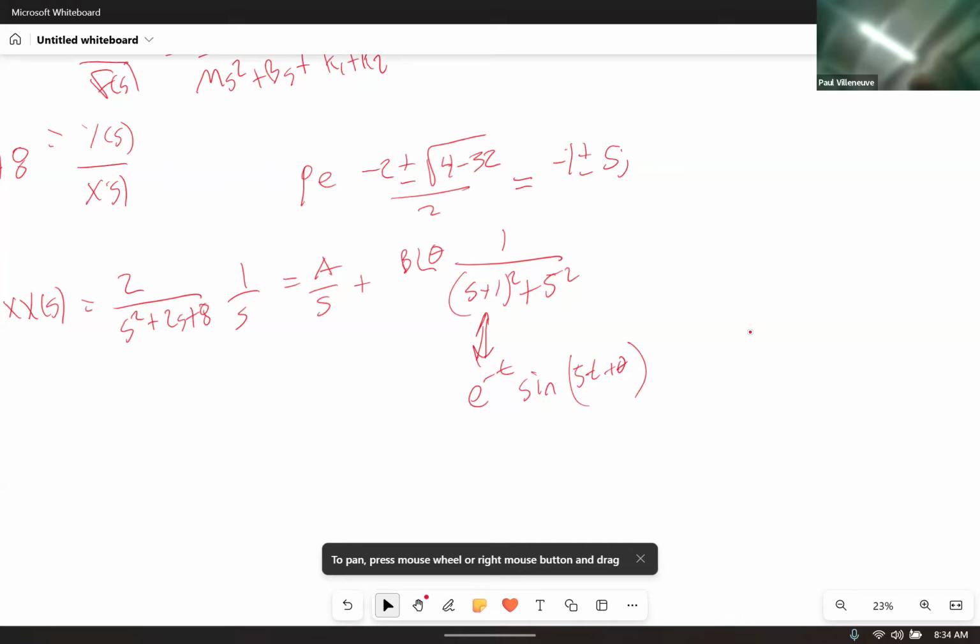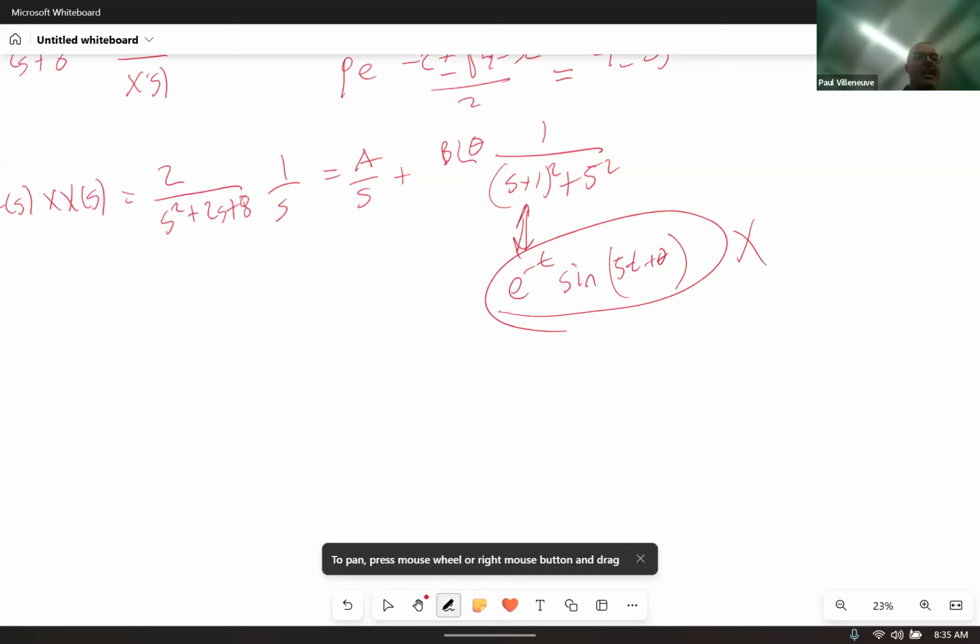But the problem was, I wanted the steady state output. Steady state output means all the transients have decayed, which means this term goes to 0. I don't even need to solve for B at an angle of theta. I only solve for A. So A is going to be equal to 2 over s squared plus 2s plus 8, evaluated at s equals 0, which is equal to 2 over 8, or a quarter. So the only thing that exists in steady state is 1/4.